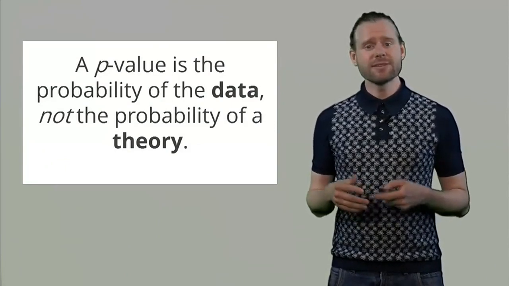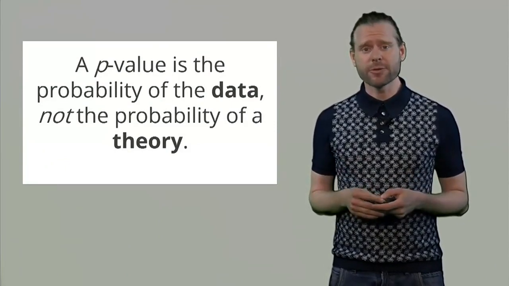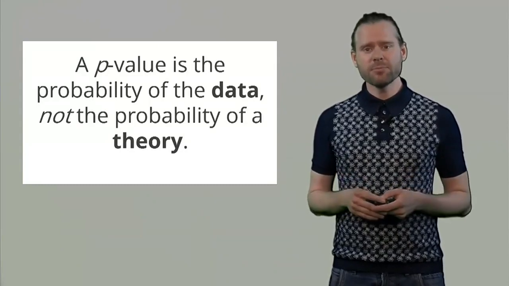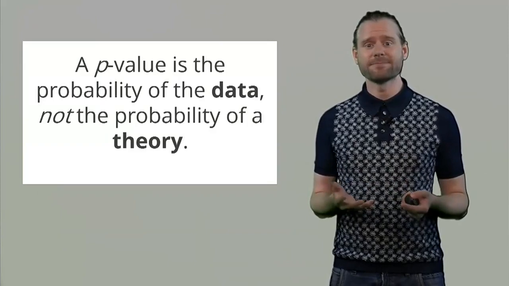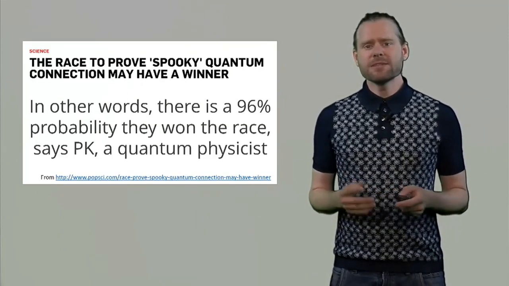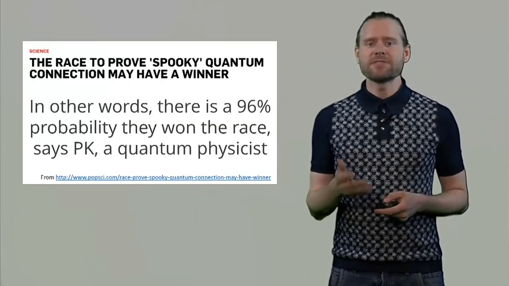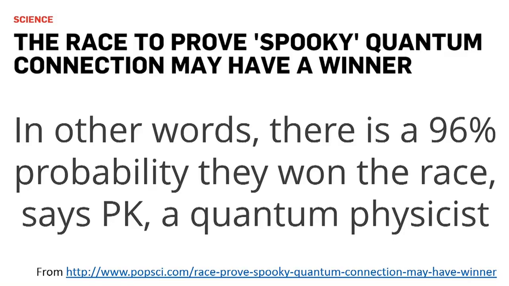People often want to make a statement about the probability that a theory is true. But when you calculate a p-value, all you can do is make a statement about the probability of the data. Now, if you make this mistake, you're in good company. Let's take a look at this example from quantum physics, where a physicist talks about the probability of observing a certain spin between quantum particles.